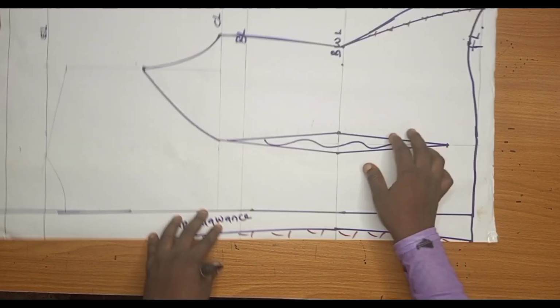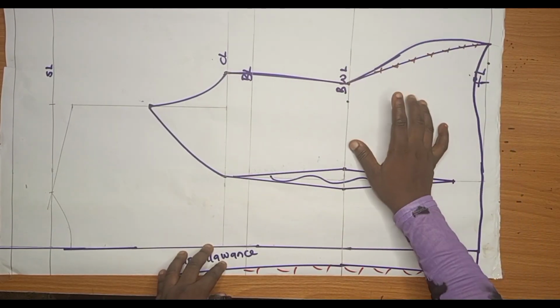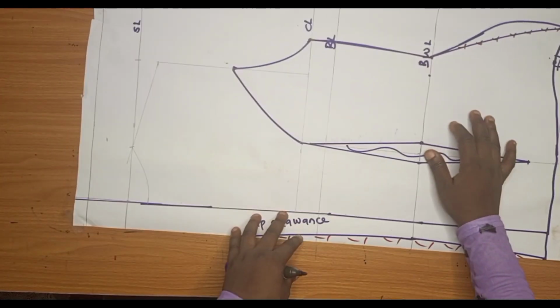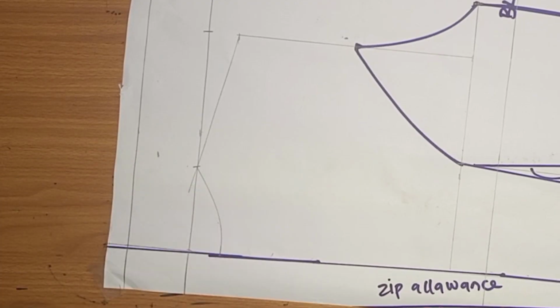So if you notice, I did not add my body measurement when drafting this particular dress. So go ahead to do that on your fabric. Okay. Now the next thing I'm going to do is to work on the neck part.